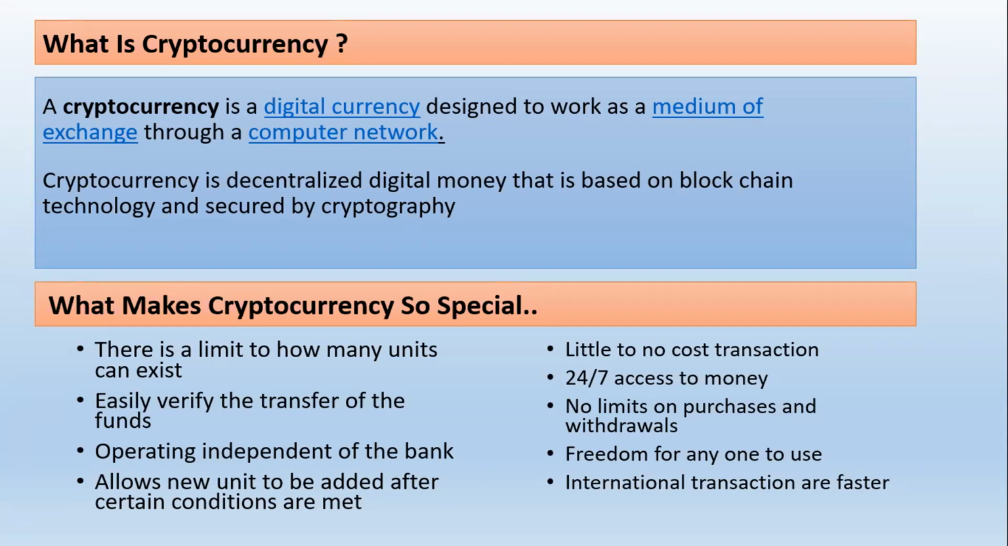Then international transactions are faster. As we know, a normal transaction takes more than 2 to 3 hours to complete, but in cryptocurrency, it takes just 5 seconds. There is a limit to how many units can exist. For Bitcoin, it is 21 million units. Easily verify the transfer of funds: as it uses blockchain technology, it can easily verify the transfer of funds. Operating independent of the bank, as it is decentralized, we have already discussed. Also, new units can be added after certain conditions are met. This we will discuss later.